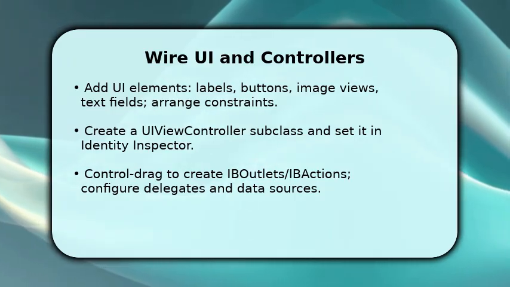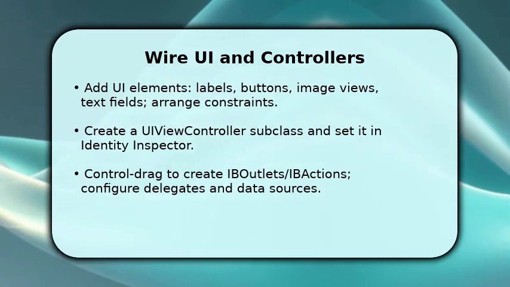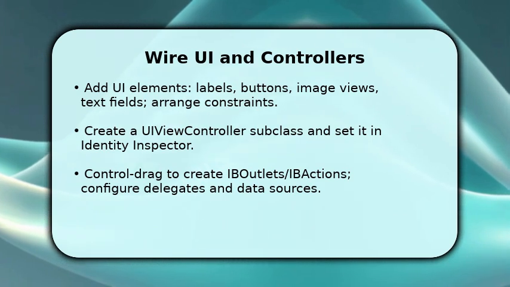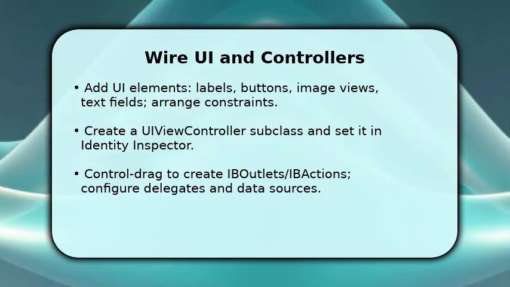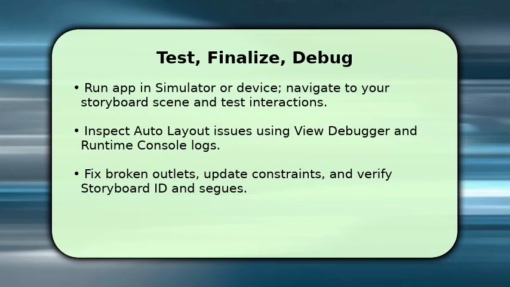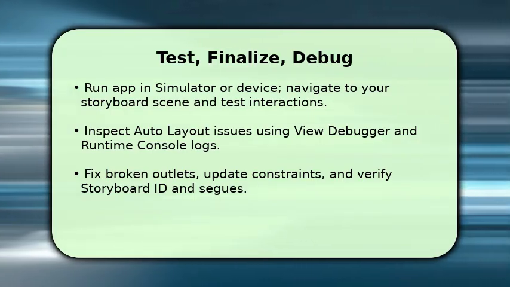Once connected, build to catch compile-time binding errors before runtime testing. You should run the app in Simulator or on device and navigate to the storyboard scene to validate behavior and animations. If views look off, use the View Debugger and check runtime console logs for auto layout or outlet exceptions. These tools show misconfigured constraints and broken connections.